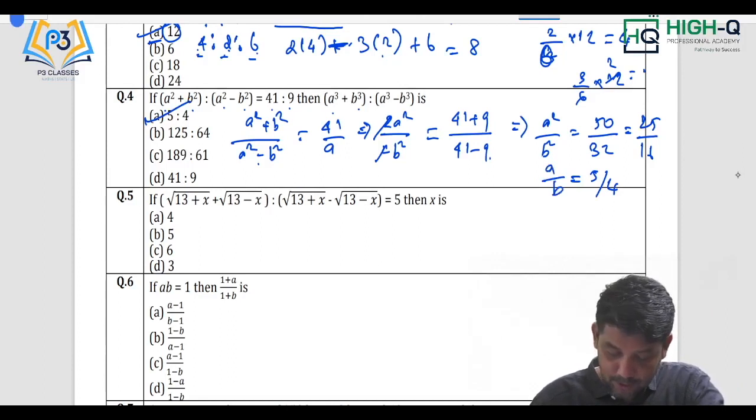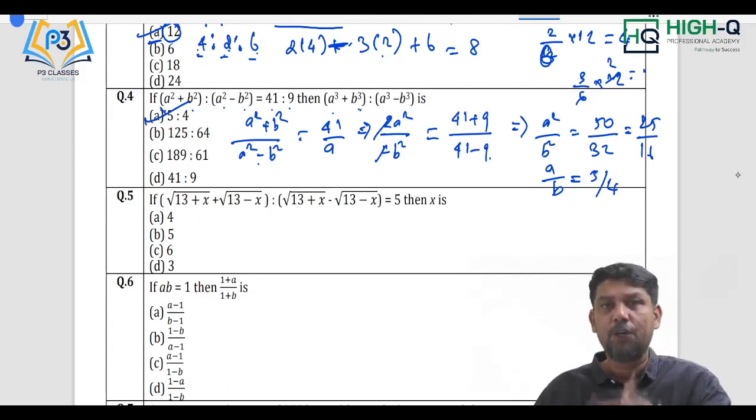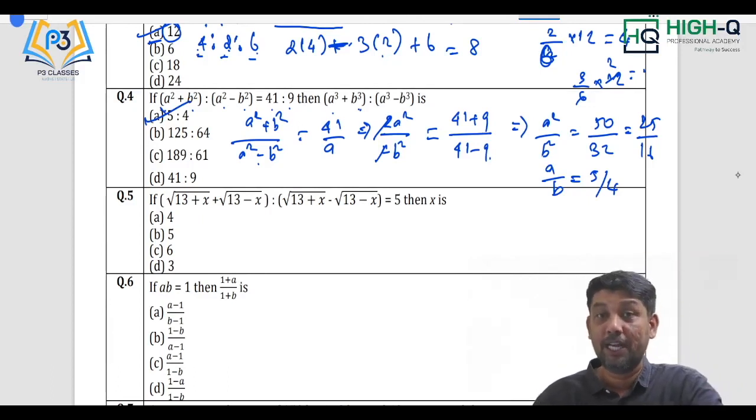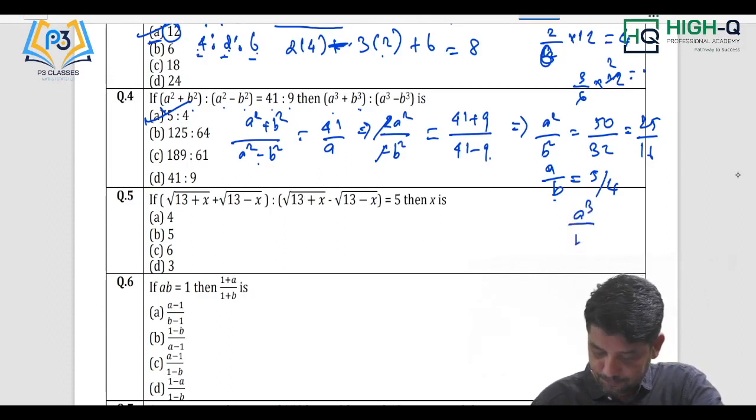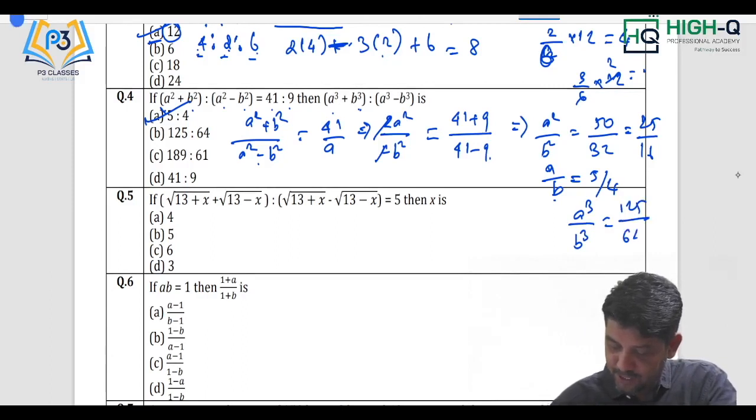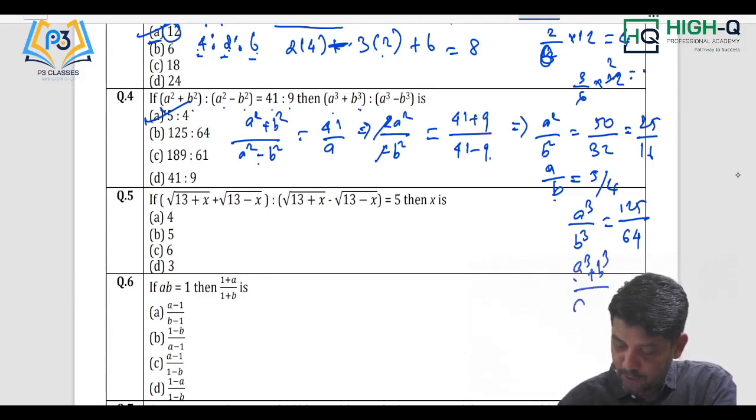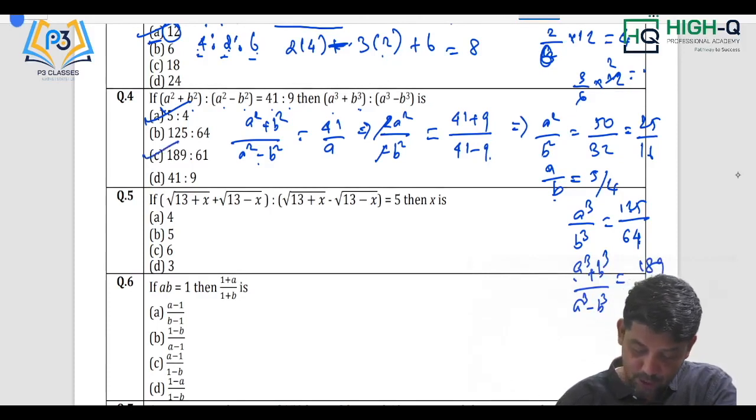Sorry. Okay. But the question is a cube plus b cube by a cube minus b cube. So we have to find out a cube plus b cube divided by a cube minus b cube. So what is a cube by b cube? Is it 5 by 4? 125 divided by 64. So what is it? Again componendo dividendo. a cube plus b cube divided by a cube minus b cube is equal to 125 plus 64, which is 189, 125 minus 64, which is 61. So our answer is option C.